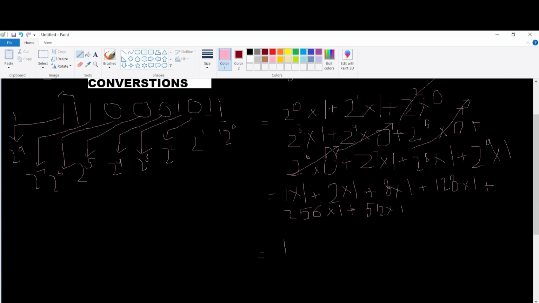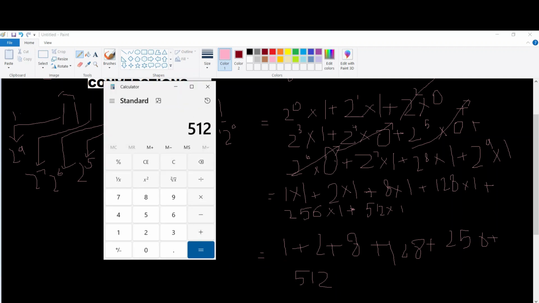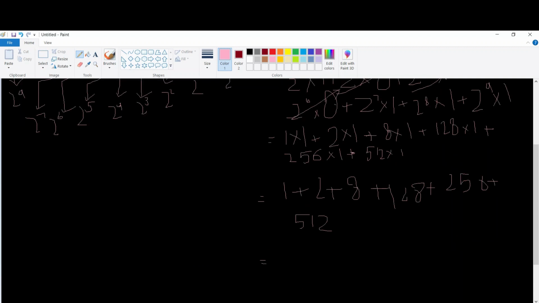So we have 1 plus 2 plus 8 plus 128 plus 256 plus 512. Now we'll use a calculator to add 512, 256, 128, 8, 2 and 1. The answer is 907 in base 10, that is decimal.